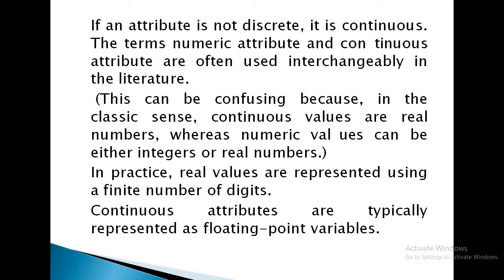This can be confusing because, in the classic sense, continuous values are real numbers, whereas numeric values can be either integers or real numbers. Real values are represented using a finite number of digits. Continuous attributes are typically represented as floating-point variables. If an attribute is not discrete, it is continuous. The terms numeric attribute and continuous attribute are often used interchangeably in the literature.